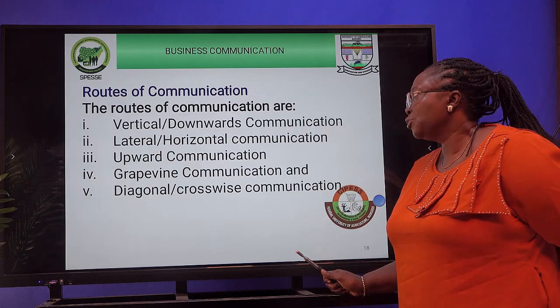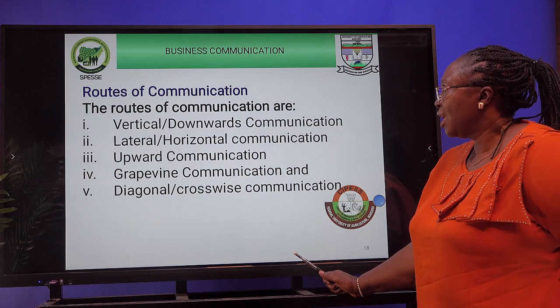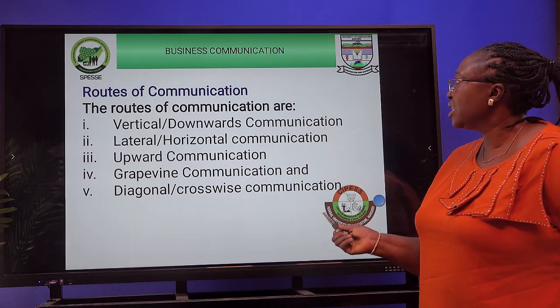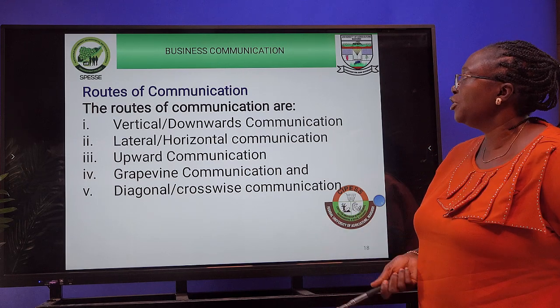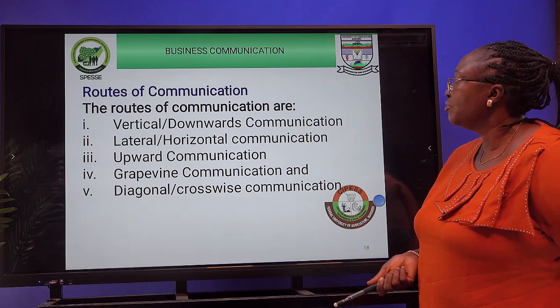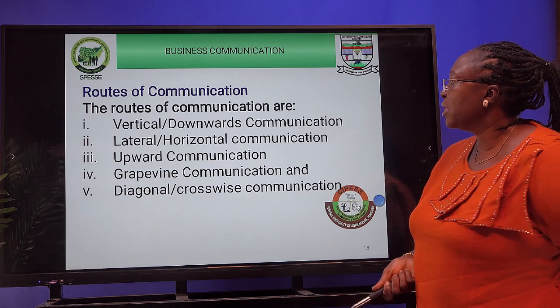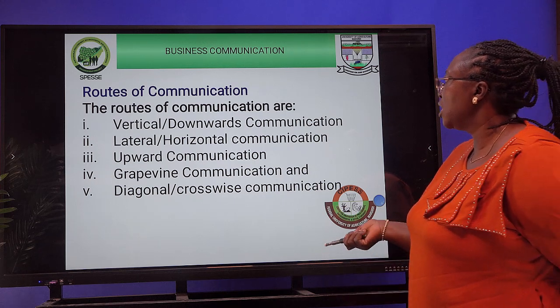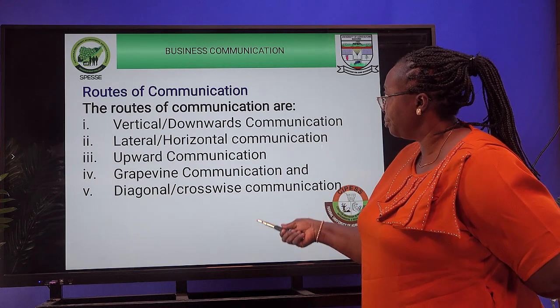There are also routes to communication, and these routes include the vertical or downward communication. You have the lateral horizontal communication, you have upward communication, you have grapevine communication, and diagonal or crosswise communication.